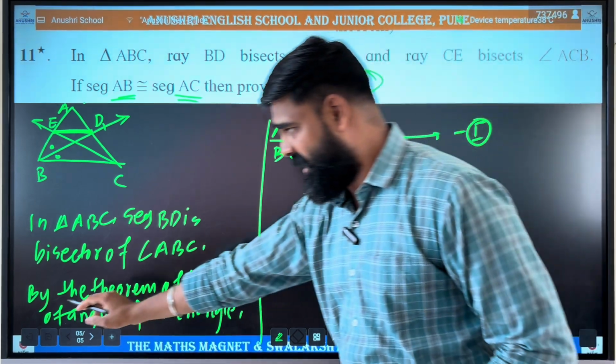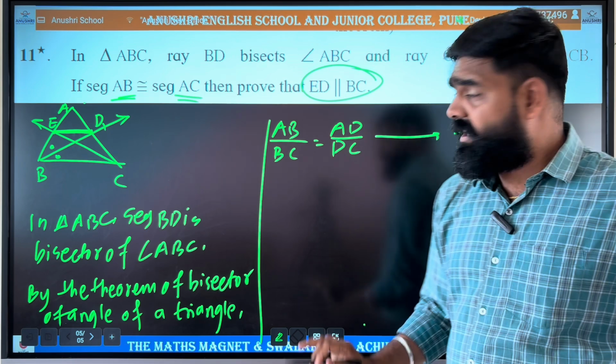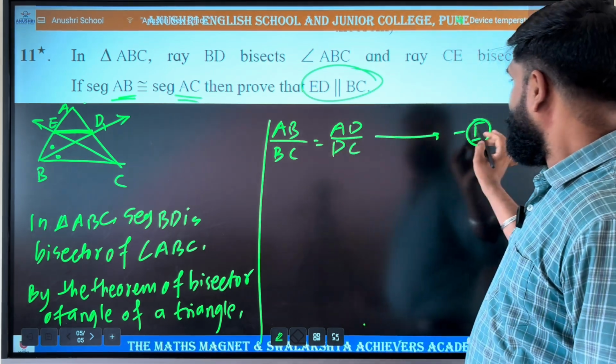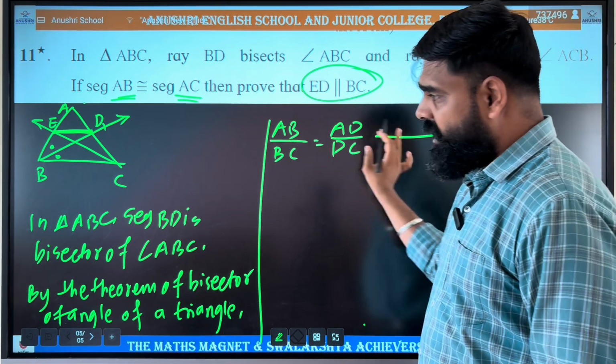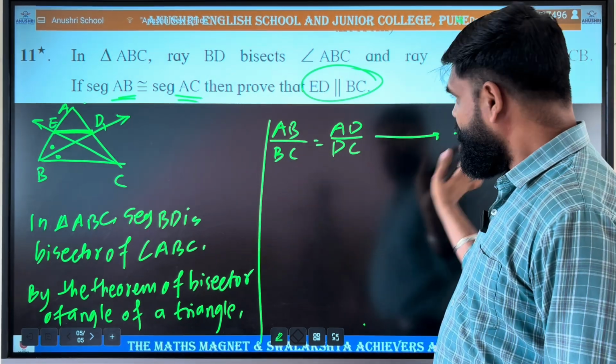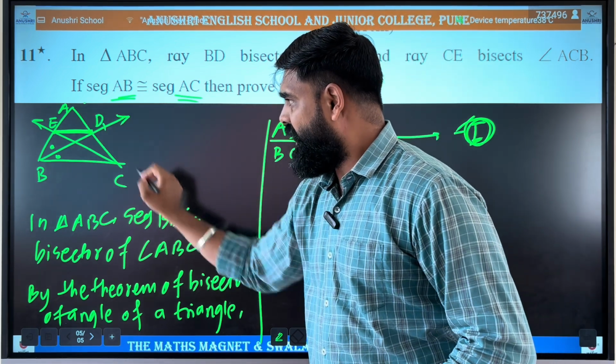ये जो रीजन मैंने यहाँ पे लिखा है, बाय द थ्योरम ऑफ बाइसेक्टर ऑफ एंगल ऑफ ए ट्रायंगल, वी कैन राइट दिस, यहाँ पे हम लिख सकते हैं. सो दिस इज द इक्वेशन नंबर 1. सो सिमिलरली वी हैव टू राइट द अनदर इक्वेशन which is of this angle ACB.